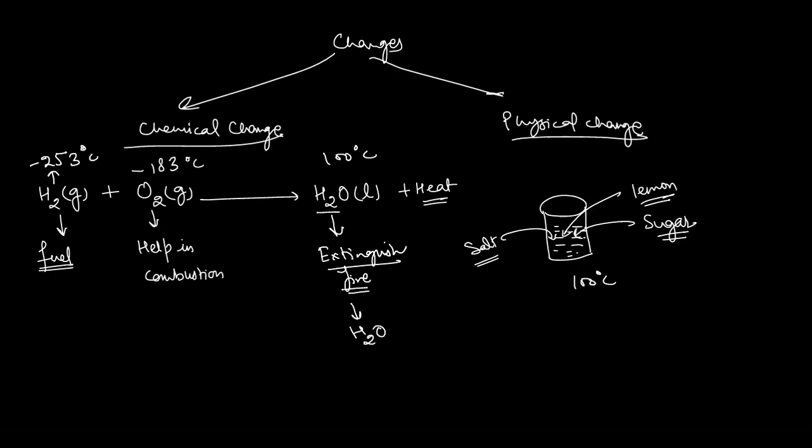So this is called the chemical change. The chemical change is that change in which a new substance is formed having entirely different chemical properties from its constituent. Means it has its own chemical properties. It has its own boiling point. It has its own surface tension. It does not resemble the properties of its constituent, like the hydrogen gas, like the oxygen gas.